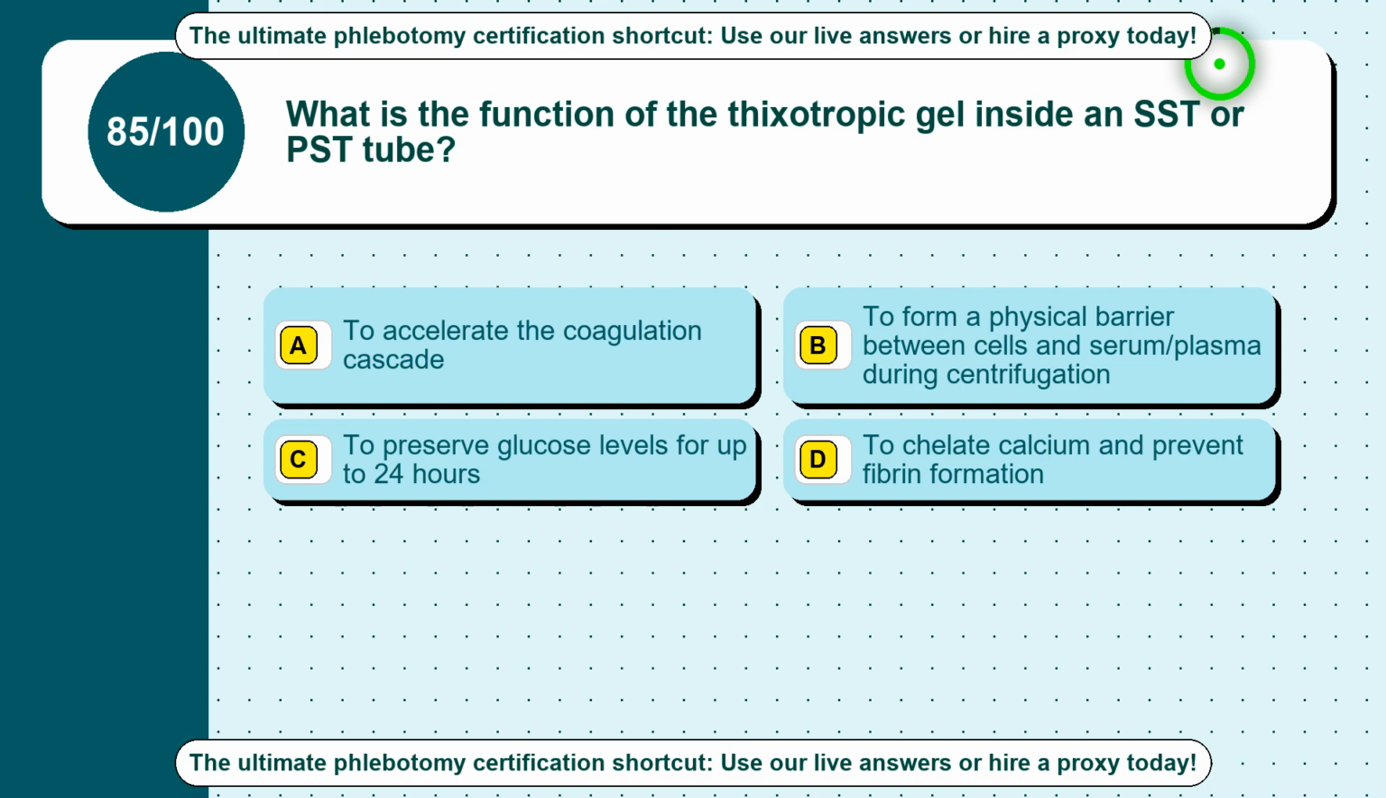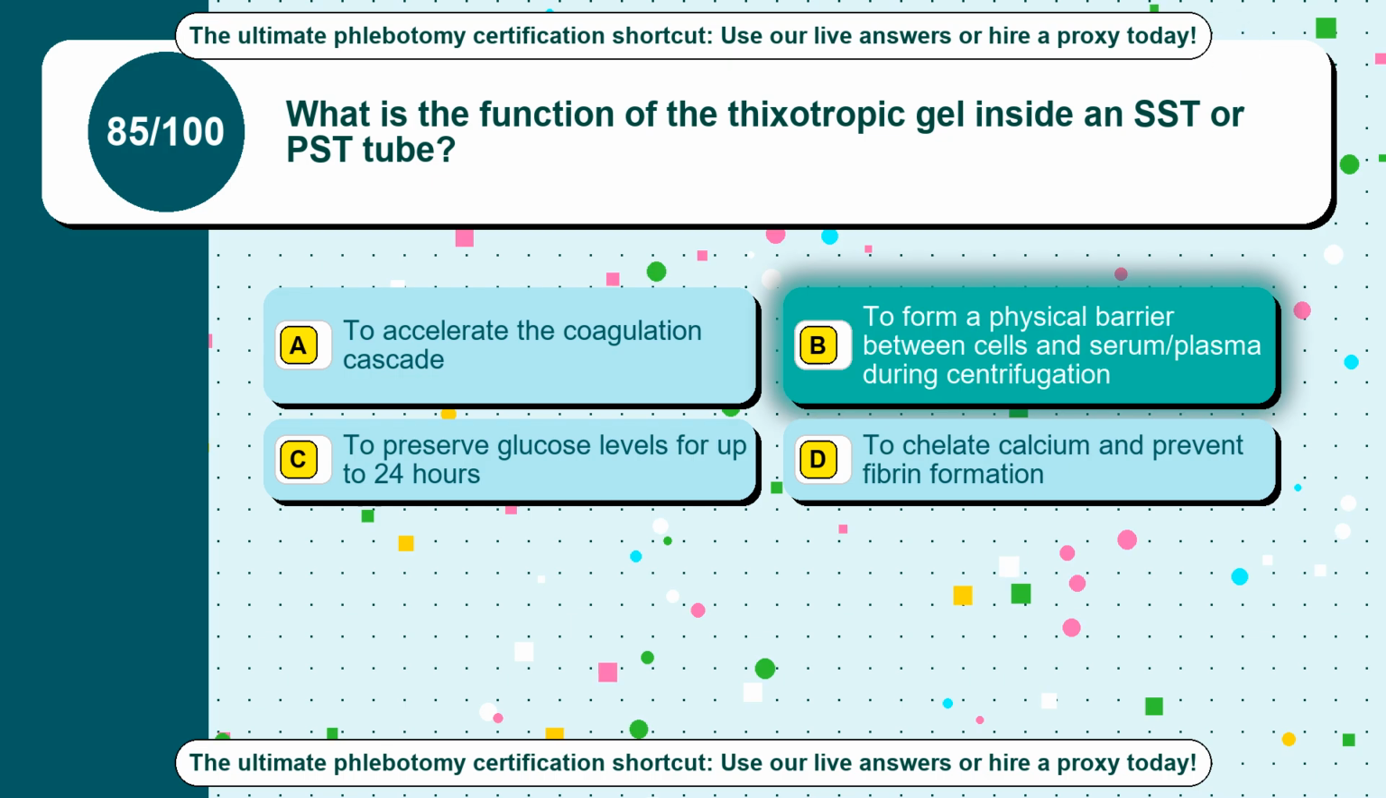Question 85. What is the function of the thixotropic gel inside an SST or PSD tube? Option A. To accelerate the coagulation cascade. Option B. To form a physical barrier between cells and serum/plasma during centrifugation. Option C. To preserve glucose levels for up to 24 hours. Option D. To chelate calcium and prevent fibrin formation.